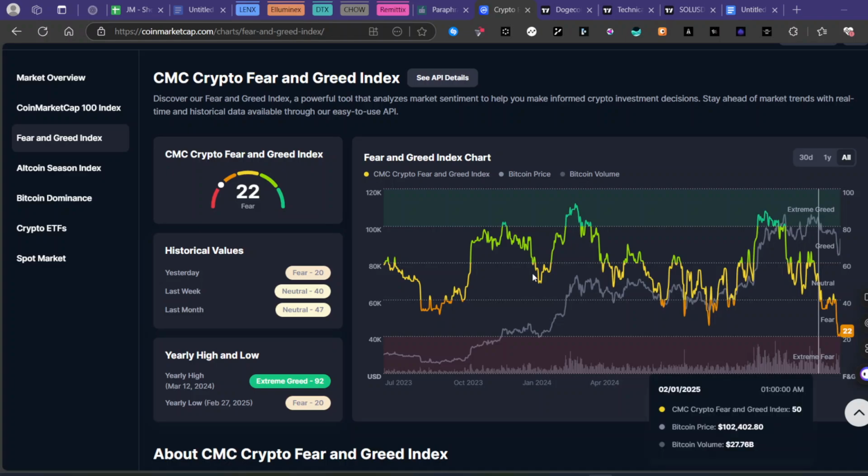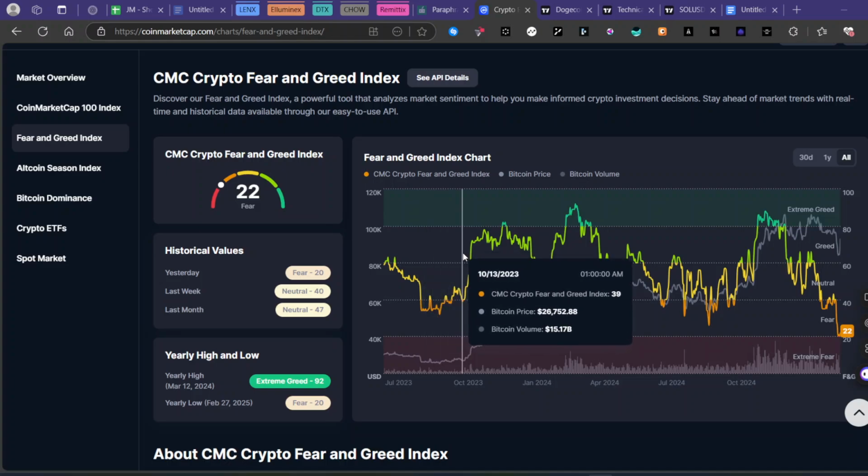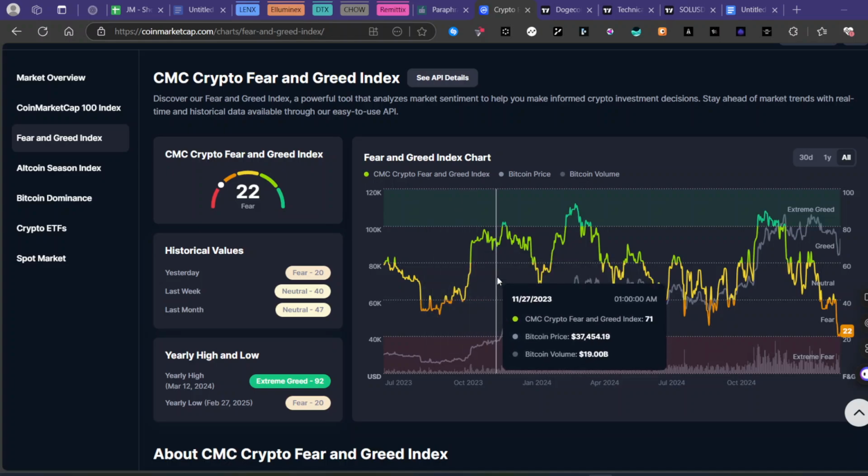So there you have it. The fear and greed index is a simple yet powerful tool that helps you understand market sentiment, avoid emotional trading, and identify potential reversals before they happen.